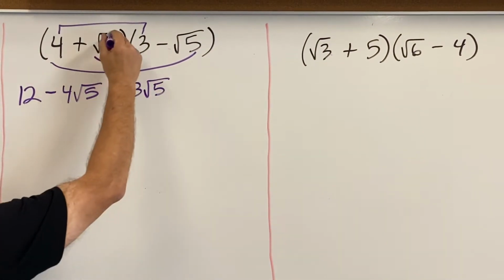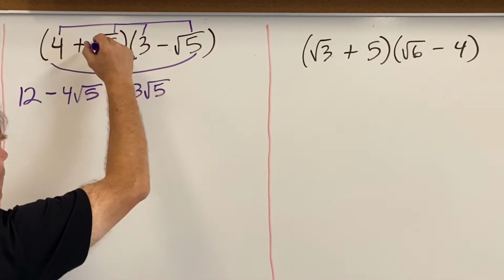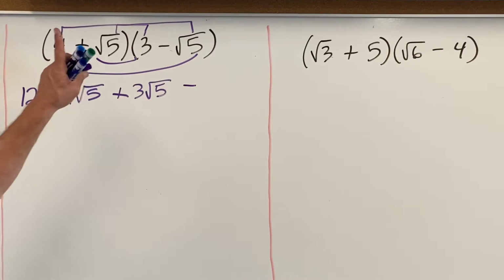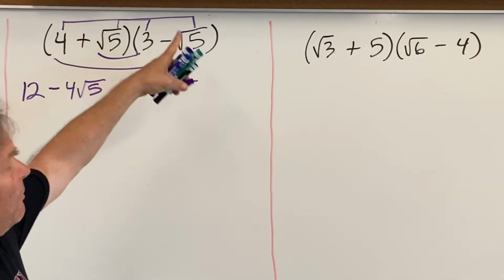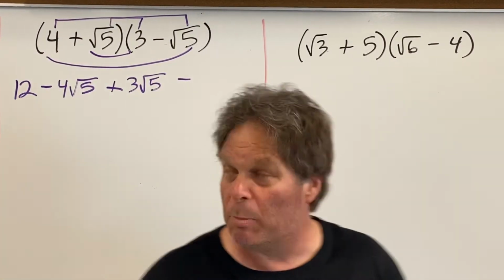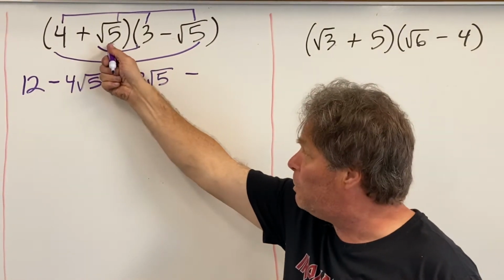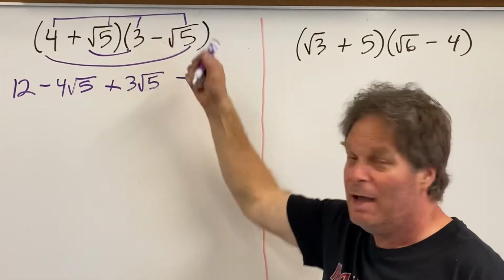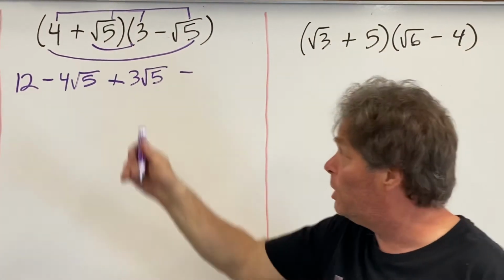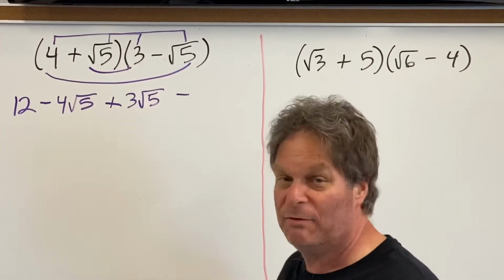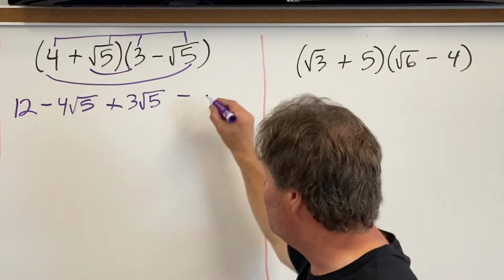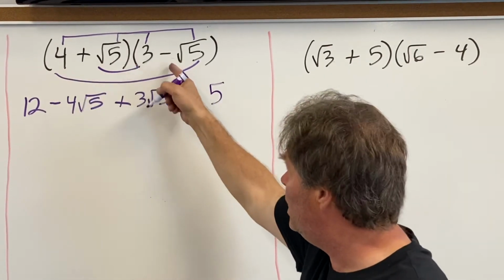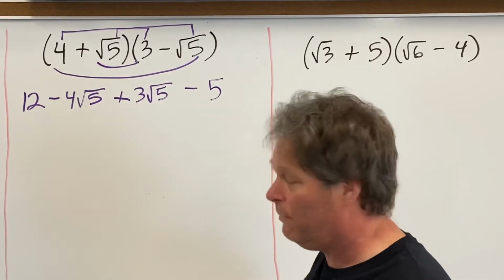And then finally, last over here is going to be positive times negative is negative. Now think about this. Square root 5 times square root 5. Remember, the number that multiplies by itself to be 5 times the number that multiplies by itself to be 5. That's going to be 5. Or you can think of it as square root 5 times square root 5 is square root 25. Either way, it's 5. And it's minus because it's positive times negative, so it's a negative 5.